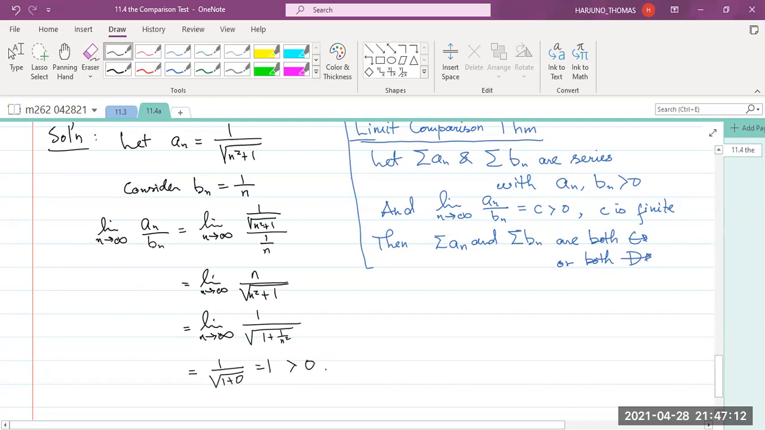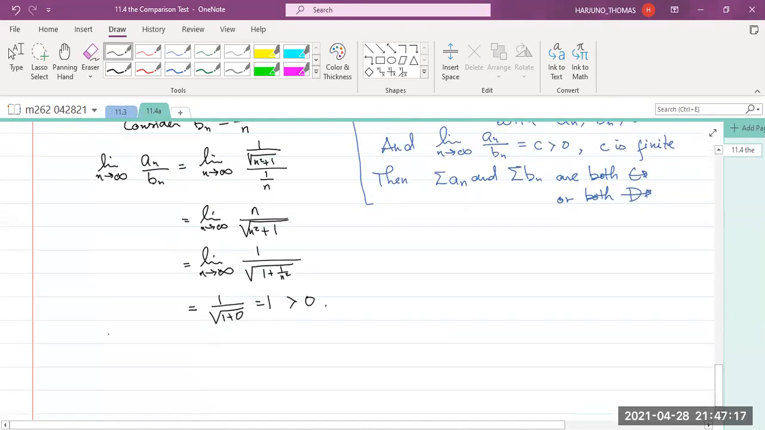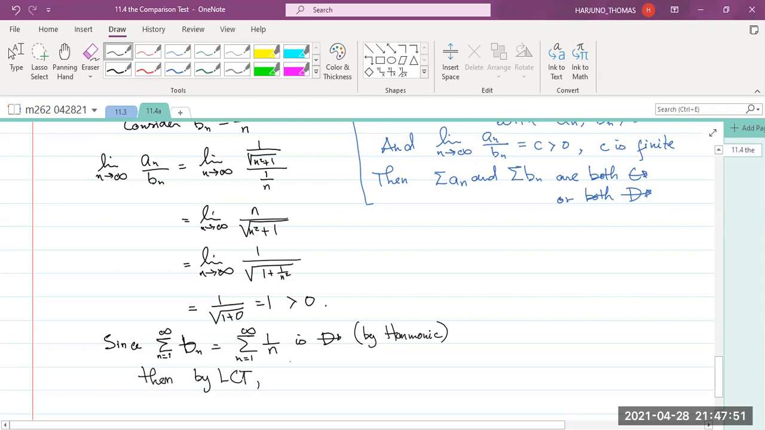Now this is finite and positive. Okay, now since the series of Bn, which is the series of 1 over n, is divergent by harmonic, then by limit comparison theorem, the series of an, which is 1 over square root of n squared plus 1, is also divergent. Okay, that's what our textbook wants you to do.